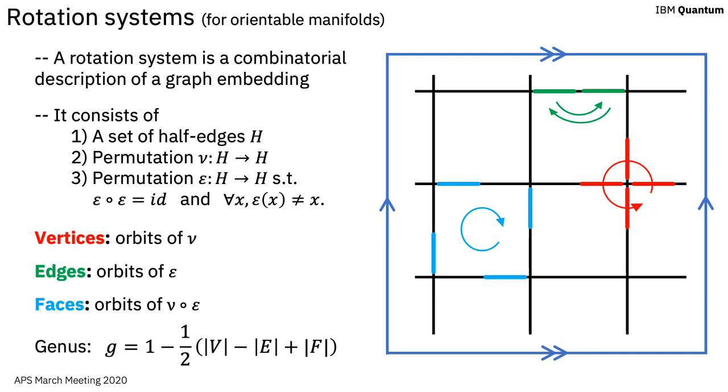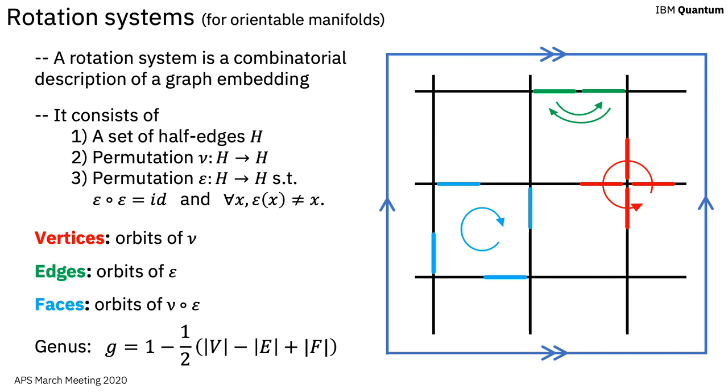So to begin, we have to describe what a graph embedding is. And there's a nice combinatorial description of a graph embedding from the math community, which is called a rotation system. So a rotation system: you start with a set of half edges and also two permutations of this set. So nu is just any old permutation, and epsilon is a permutation that has to square to identity and also has no fixed points.